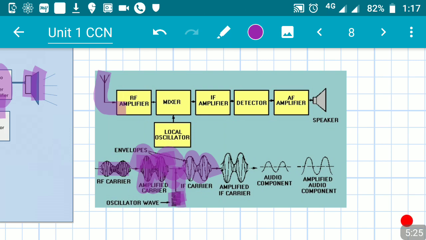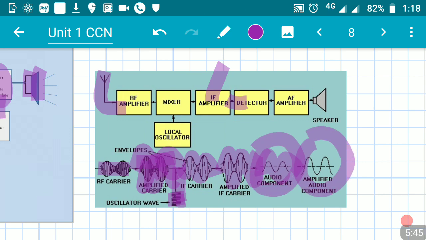Then we understand the amplified IF carrier: the intermediate frequency is amplified by the IF amplifier. Then it goes to the detector. The function of the detector is to find the audio component, as shown in this diagram. Then this is amplified at the AF amplifier, the audio frequency amplifier, and then it is given to the loudspeaker, as already discussed.